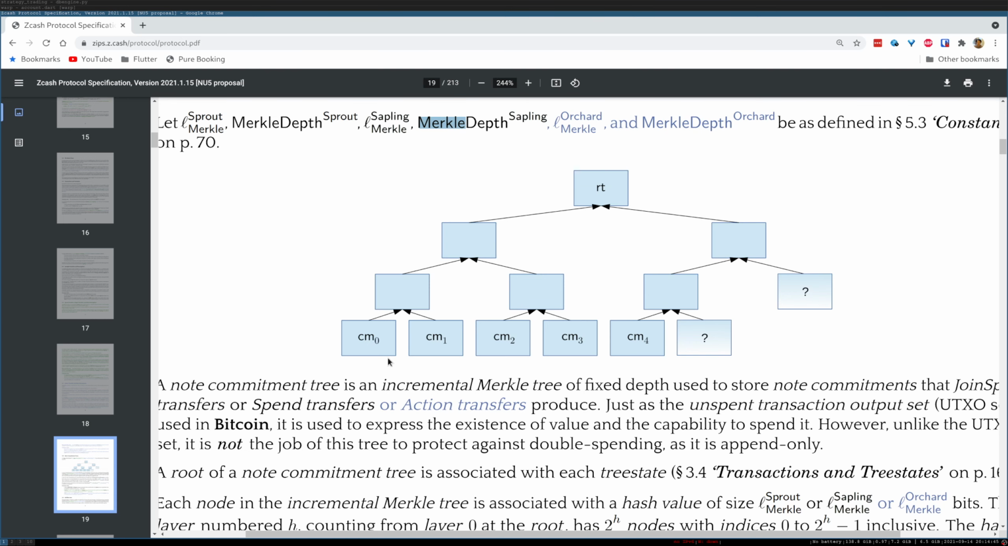Okay, so for us, we don't really need to know why this is the real purpose of this stuff, but we should know that part of creating the spend transaction, the spending proof, you need to provide this Merkle path. So supposing that CM2 is your own node, you're asked to provide CM3, this hash and this hash. This is where we need to keep track of that in a light wallet.